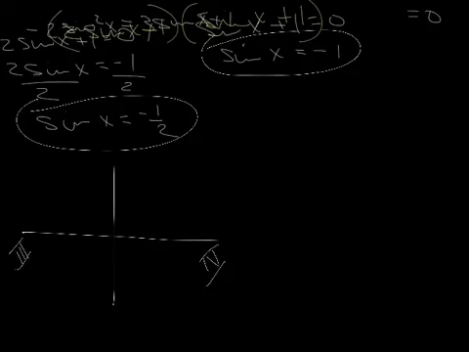And a 1/2 is a 30-degree angle. So I know I'm going to get a 30-degree angle here and a 30-degree angle there. So that means that I'm going to be at 180 plus 30, which is going to be 6 pi over 6, 7 pi over 6 will be this one here.